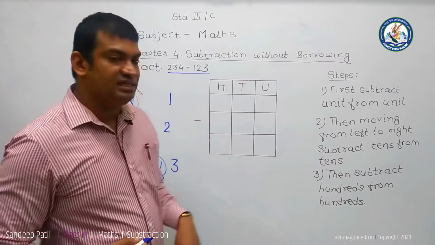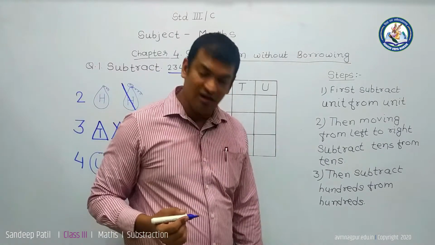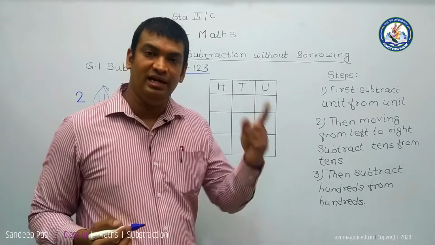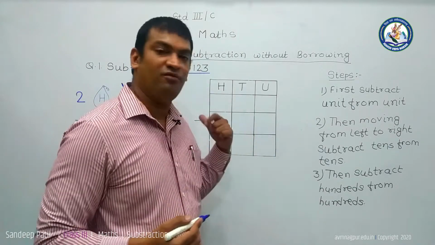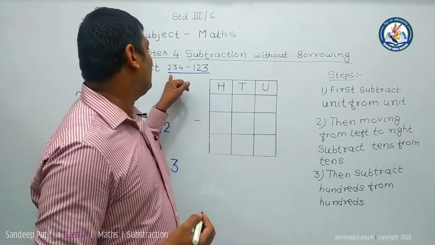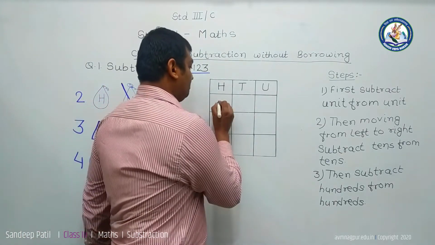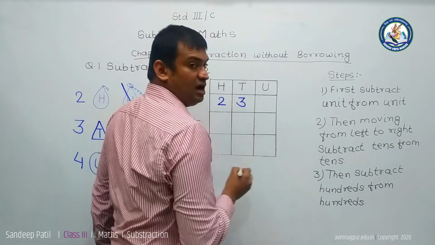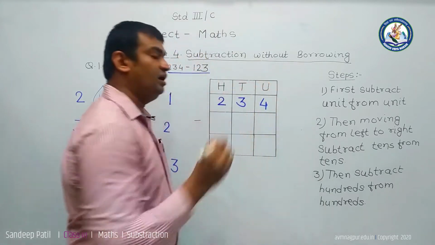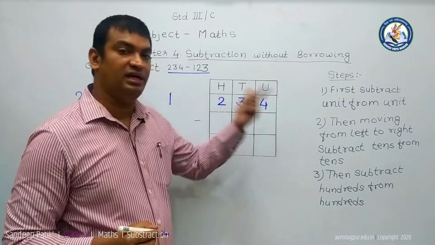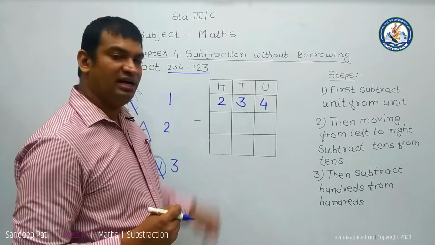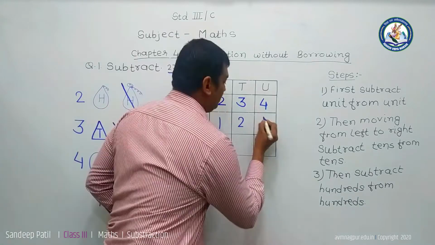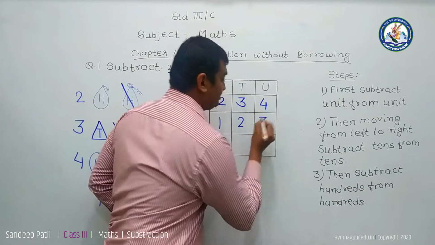Now we just have to arrange this in the vertical form also. In the vertical form, we will arrange the biggest number first, and then we will subtract the smaller number from the given number. Which is the bigger number here? 234. So I am writing it as 2 hundreds, 3 tens and 4 units. In this way we get the number 234. What do we have to minus? 123. So 1 hundred, 2 tens and 3 units.